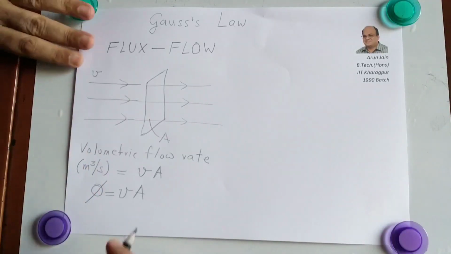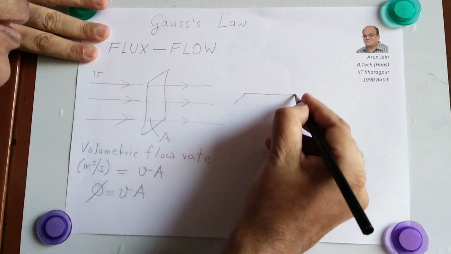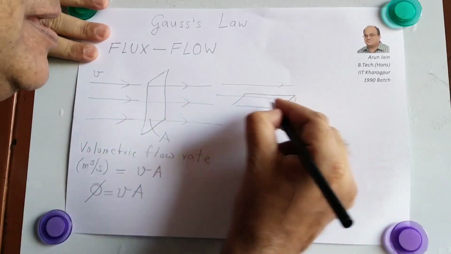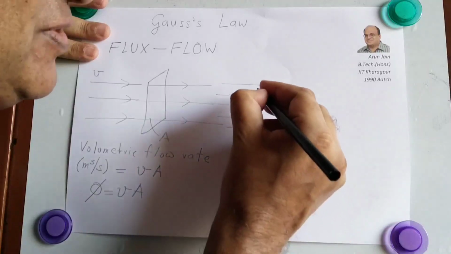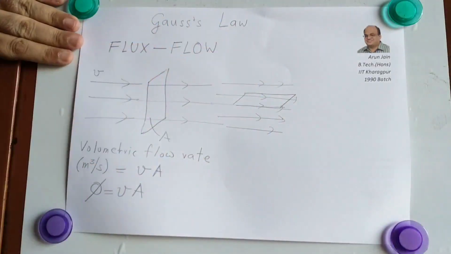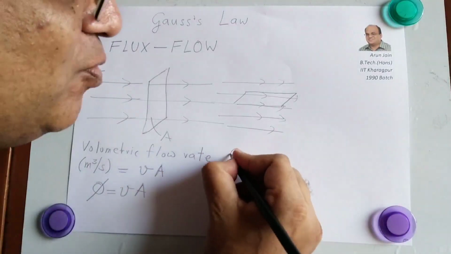Now if this surface is kept horizontally, and now the air is flowing same way, so no air is actually passing through that surface. No air is penetrating that surface. So in this case, the flux will be equal to 0.